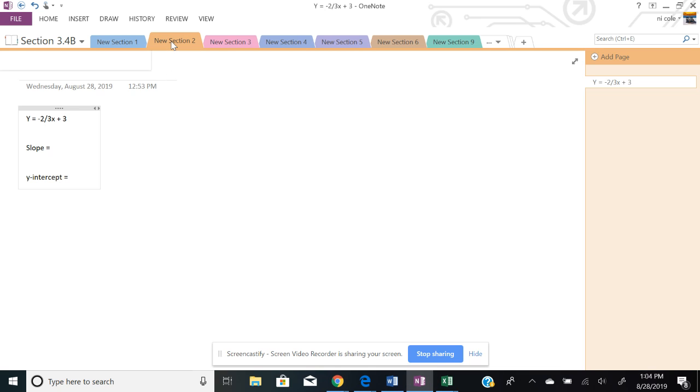Okay, so you're going to get this example. Here's the equation of the line. Y is equal to negative 2/3 x plus 3. And we have to determine the slope and the y-intercept. The slope is literally what sits in front of the x. So negative 2/3. You do not give the x. The x is not part of the slope. It's just the negative 2/3.